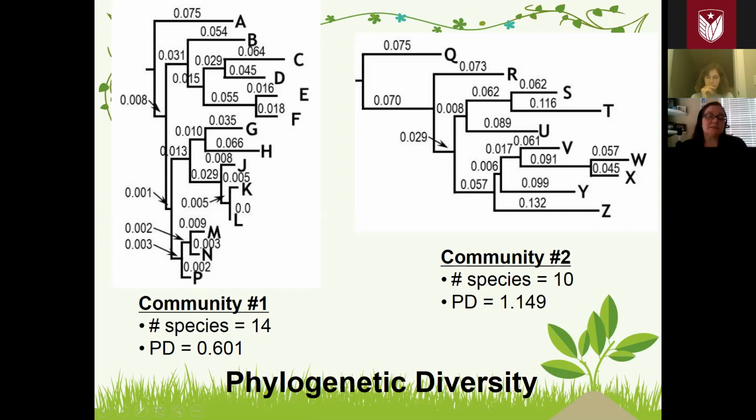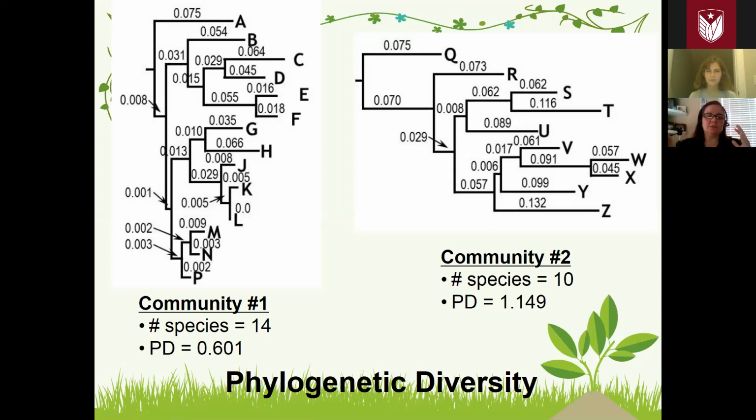The reason this is important is because, let's say a conservation planner is trying to determine where to put their funds into protecting communities, and they look at 2 different communities. Of course, hopefully there are more than 10 or 14 species in a community, but community 1 has 14 species, community 2 has 10 species, and they say, well, we want to put the money in the one that has the most species. This actually gives them a little bit more information.